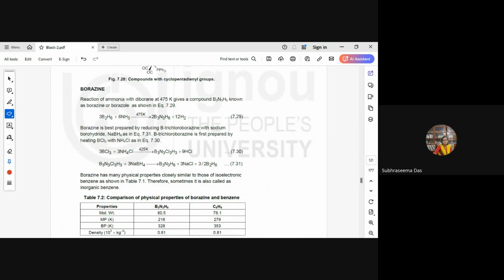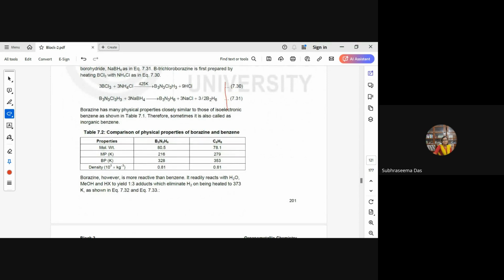Now coming to borazine, the reaction of ammonia with diborane gives a compound B3N3H6 known as borazine, shown in equation 7.29. Borazine is prepared by reducing trichloroborazine with sodium borohydride. It is first prepared from BCl3 plus NH4Cl, and it follows this reaction. A comparison of physical properties of borazine and benzene is shown here.